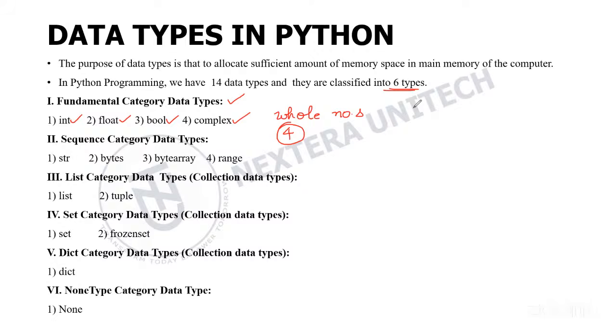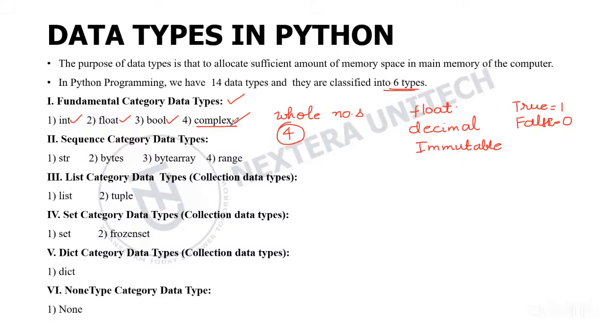And then moving on to float. Float stores decimal numbers and floating point values, and it is immutable. And then we have boolean, which stores true or false values. Here true means 1 and false is 0. Internally it is considered as 1 and 0, and this is used in conditions.